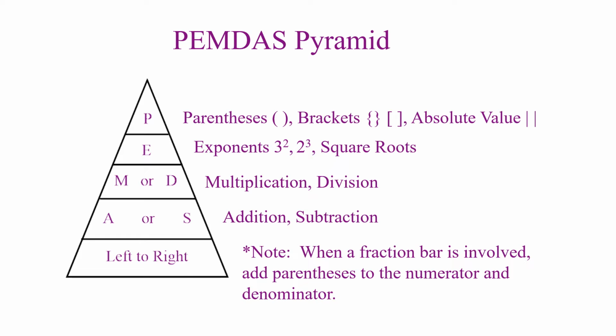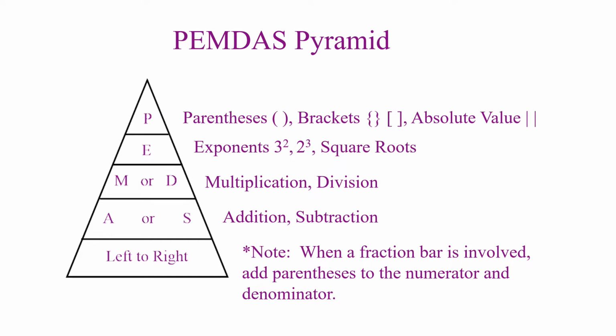So I like to think of the order of operations as a pyramid or a triangle. You do the parentheses first, which includes brackets or absolute value symbols. Then you move on to exponents, which includes square roots, then multiplication and division. Notice how they are on the same level, and addition or subtraction are also on the same level.